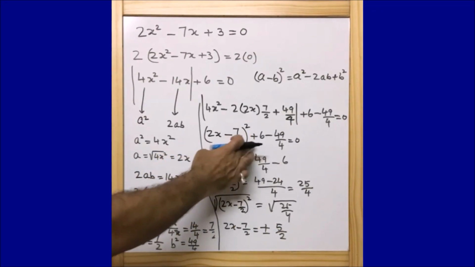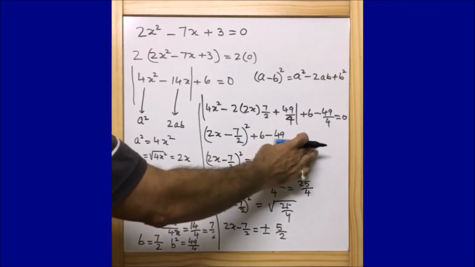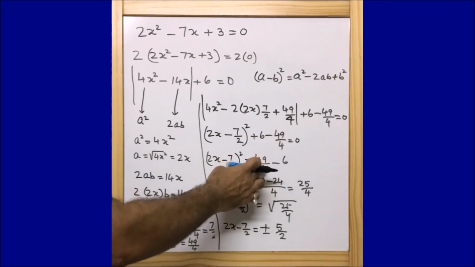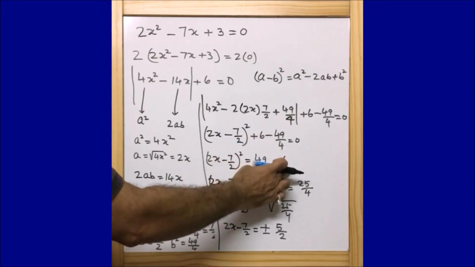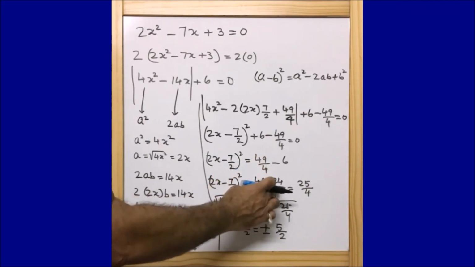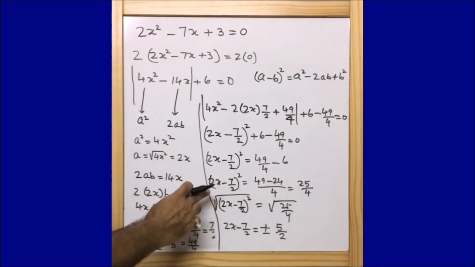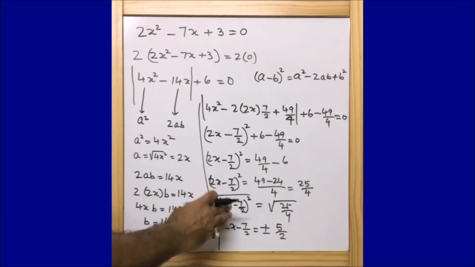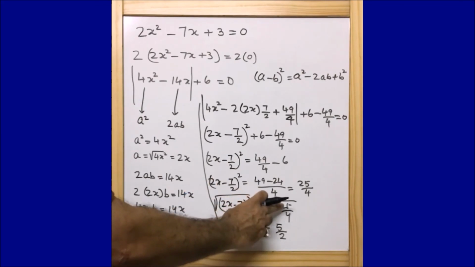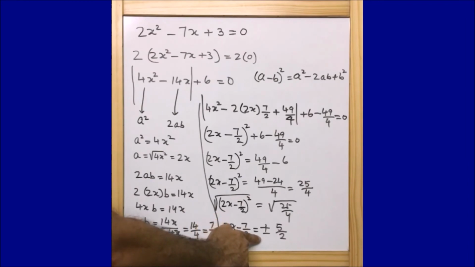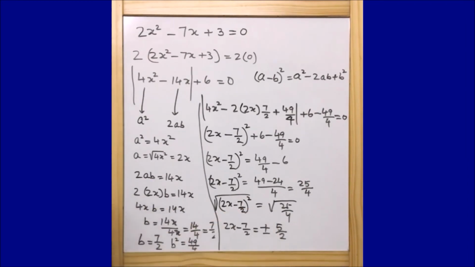What I did, I just took this 6 minus 49 by 4 to the right side. So this minus 49 by 4, when it went to the right side, became plus 49 by 4, and plus 6 became minus 6. Then again solving this right side, I got 49 minus 24 by 4, that is equal to 25 by 4. So we got 2x minus 7 by 2 whole square is 25 by 4. Now taking the root of both the sides, I got 2x minus 7 by 2 whole square root over is equal to root over of 25 by 4. Or I can say 2x minus 7 by 2 is equal to plus or minus 5 by 2.